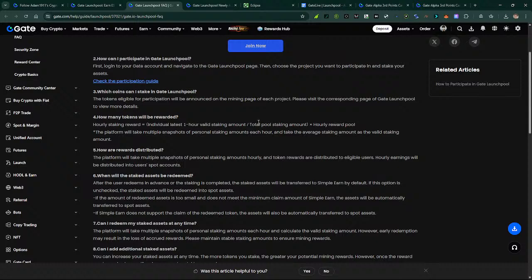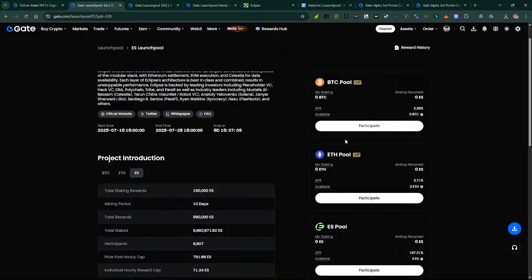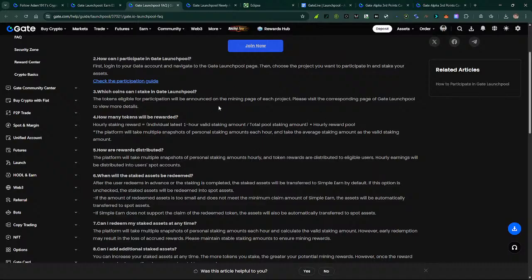About the third question: which coins can I stake in Gate Launchpool? The tokens eligible for participation will be announced on the mining page of each project. Please visit the corresponding page of Gate Launchpool to view more details. So basically, how do you know which pools are available? Just visit the mining page. Go to Launchpool, select the project you want to participate in, and when you get this interface, it is called the mining page. Here you'll find available pools. In that case, we have the Bitcoin pool, Ethereum pool, and ES pool itself. That's how you can find it.